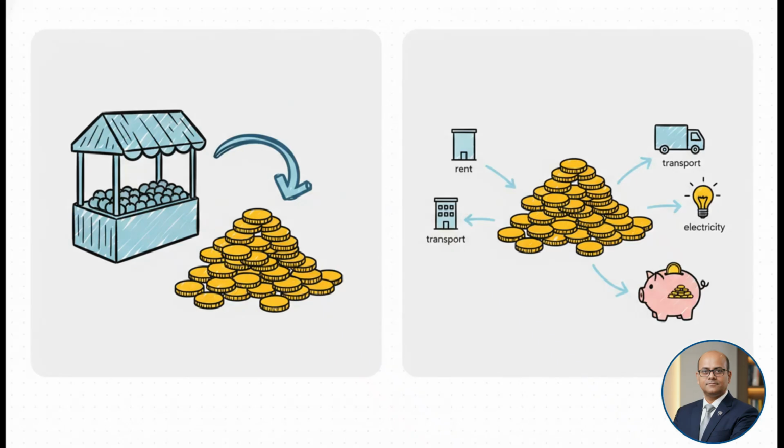So what is the difference? Let's be very clear. Gross profit, we learned, is only from buying and selling the goods, but net profit, this is the real profit. This is the actual money left after all the other expenses of the business are paid.